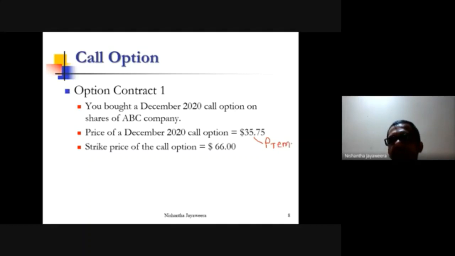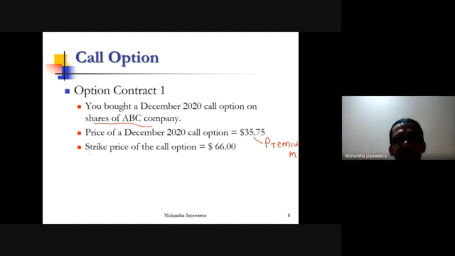That's the price that you have to pay to buy this option. But the thing is, this is the right you get to buy, maybe not necessarily one share. This contract contains about 100 shares. However, to get that right, you have to pay 35.75 just to buy the right.